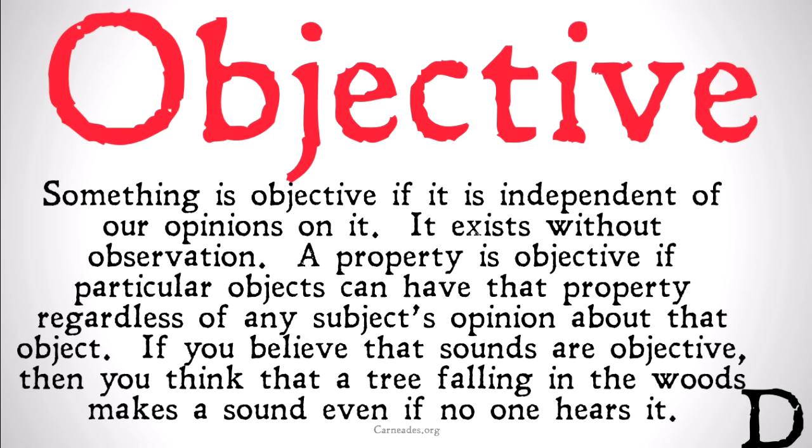Something is objective if it is independent of our opinions on it. It exists without observation or a subject perceiving it or thinking about it. A property is objective if a particular object can have that property regardless of any subject's opinion about that object. If you believe that sounds are objective, then you think that a tree falling in the woods makes a sound even if no one hears it.